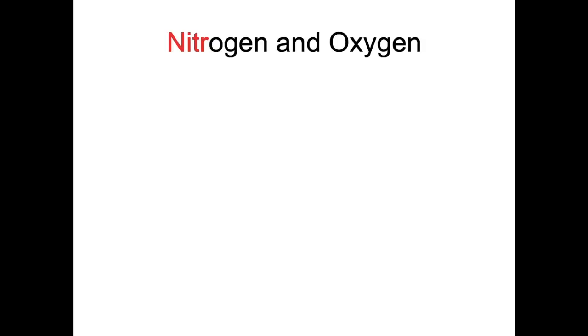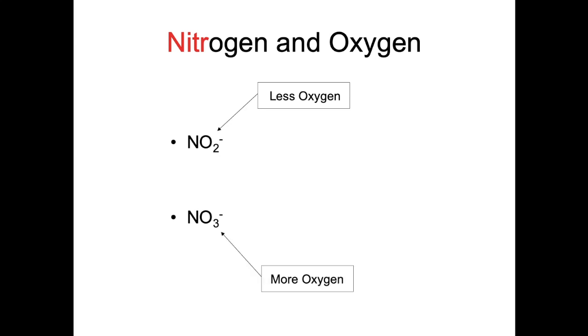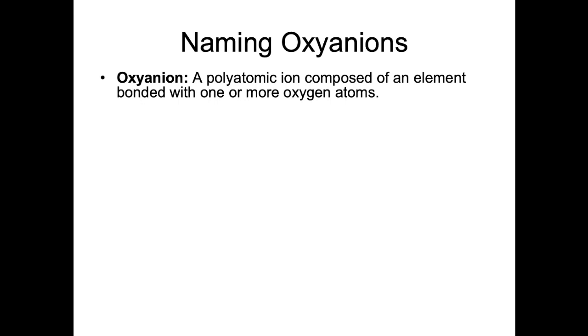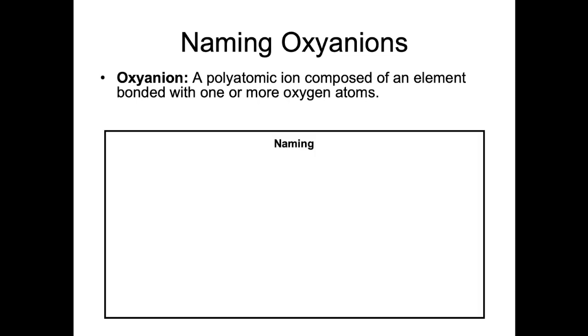Let's look at the combination of nitrogen and oxygen. There's NO2 and NO3. They both have a -1 charge. NO2 has less oxygen. NO3 has more. NO2 has the name nitrite. NO3 has the name nitrate. The ending of an oxyanion will change depending on how many oxygens are in its formula. So an oxyanion, again, is a polyatomic ion composed of an element bonded with one or more oxygens.